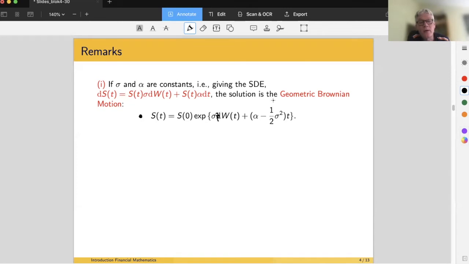It's e to the power this expression, and the expression we have also seen before in some previous lectures. So e to the power sigma W_t plus alpha minus 1/2 sigma squared times t, and that is called geometric Brownian motion. So a model for stock prices is this geometric Brownian motion. When alpha and sigma would be constants, then this is the solution.